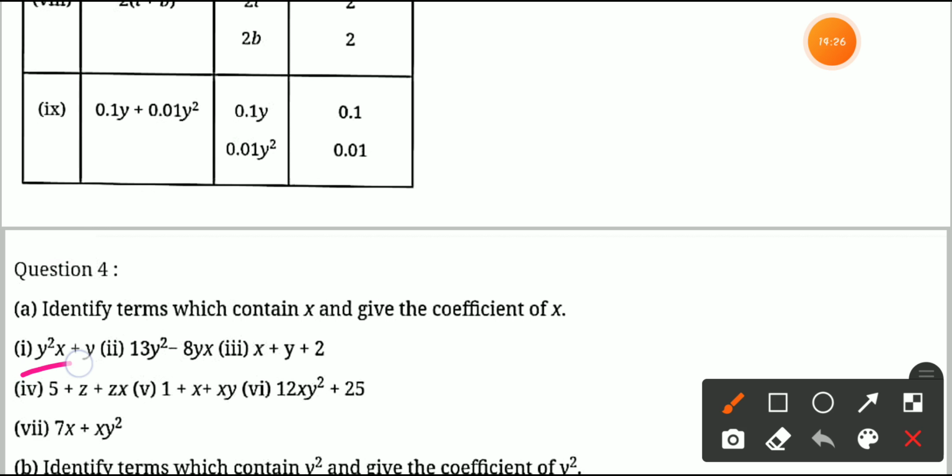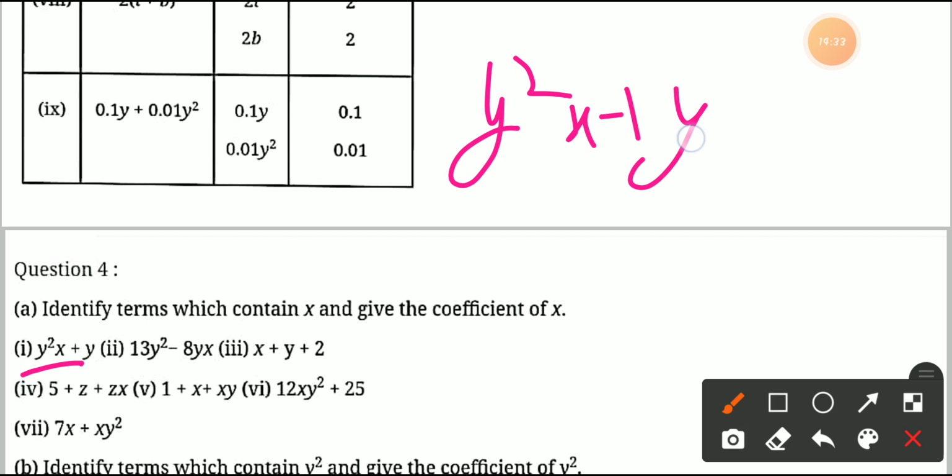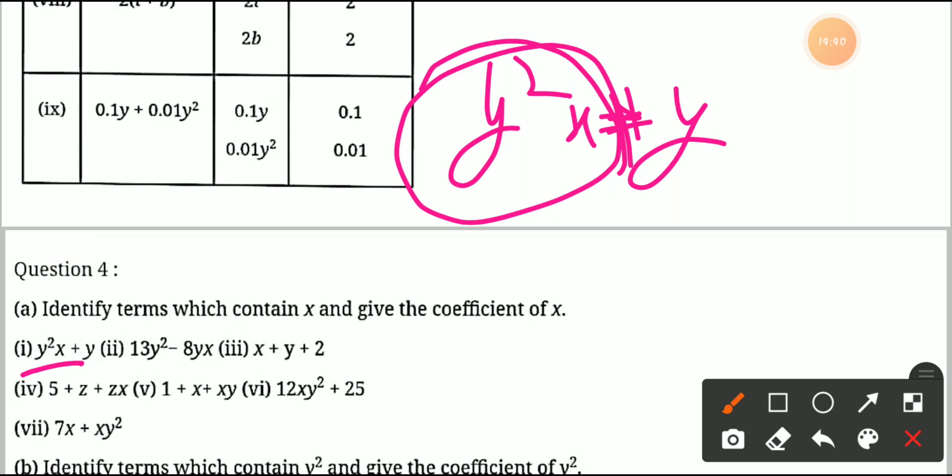See the first expression. Here we have 1 plus y square x plus y. The term which contains x is y square x. Why? Because the others don't have any variable like x. So what is the coefficient of x? Remove x, and what you can see here is only y square. So the answer is y square. So the first answer is y square x and the second answer is y square.